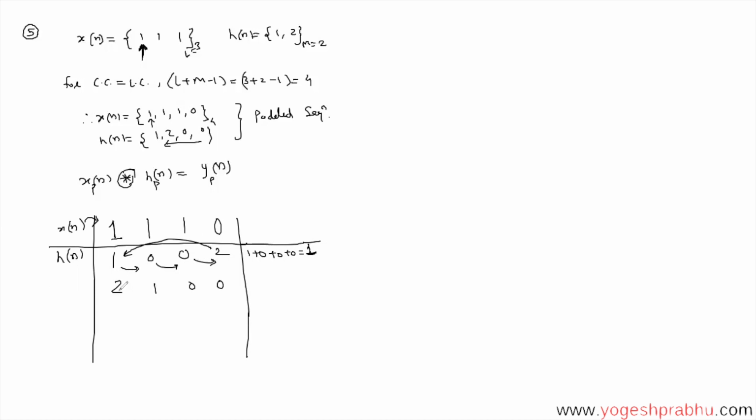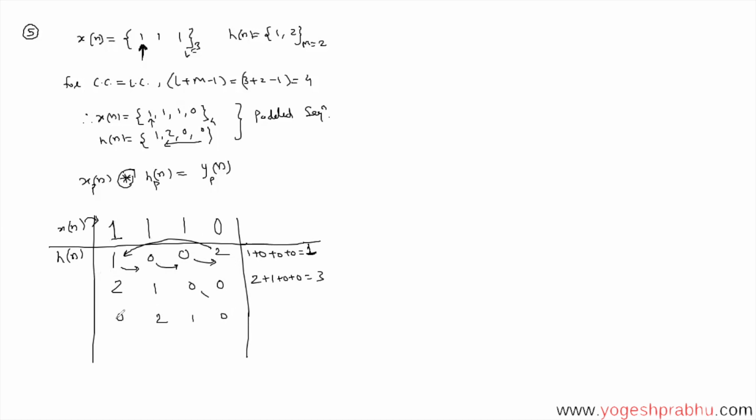Then multiply 2 with 1, this and this. That's 2. 1 with 1, that's 1. 0 with 0 and 0 with 0. So you get 3. Keep doing that. So 2 shifts again here, 1 shifts here, 0 shifts here, and this 0 goes here.